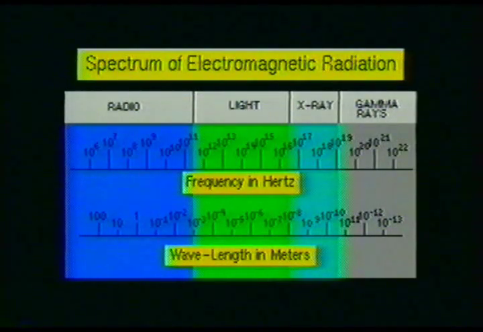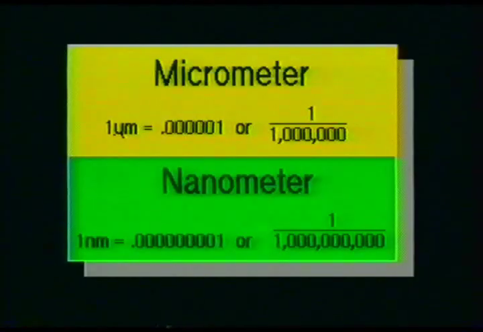To better understand what we refer to as light, we should first examine the entire spectrum of electromagnetic radiation. Light is usually classified in hertz or as a wavelength in meters. In the optical world, however, wavelength is used almost exclusively. The wavelengths used in fiber optic systems are typically measured in micrometers and nanometers. 1 micrometer is 1/1,000,000th of a meter, and 1 nanometer is 1/1,000,000,000th of a meter. As you can see, these wavelengths are very short.